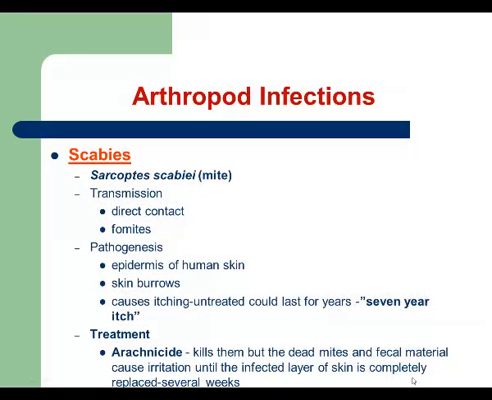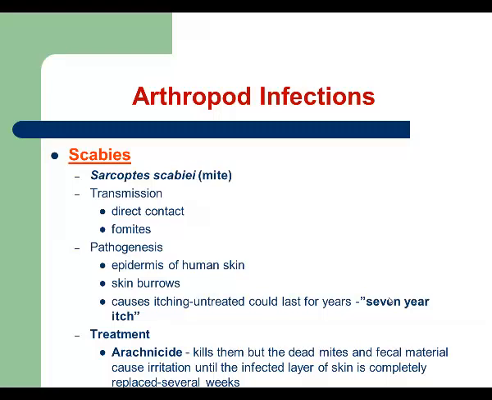We are done with fungal infections and continue with arthropod infections. And we start with scabies. Scabies. It's caused by mite called Sarcoptes scabiei. The source of this infection will be humans. It is transmitted through direct contact or fomites, for example, through the sponges, towels.